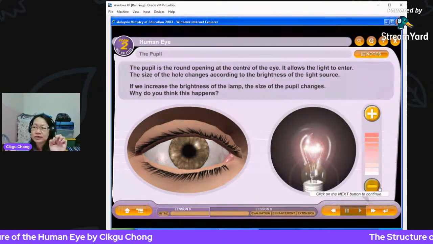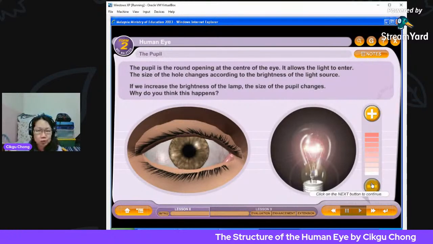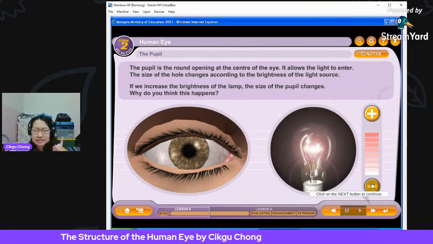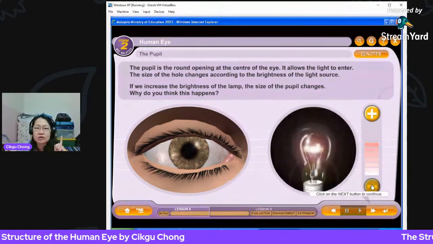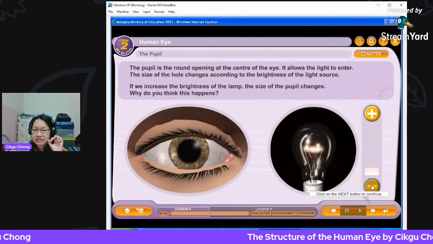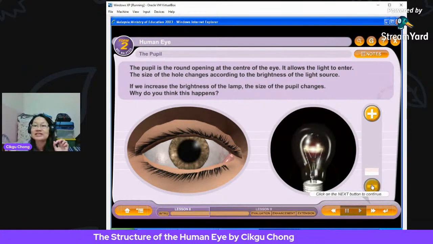And then what about the other way around? If the person doesn't have enough light, let's say going into a very dark room, let's look at what happens to the size of the pupil. I'm going to decrease this. Now look at this one. What happened to the size of the pupil? You can see the pupil becomes larger. Yes, correct.